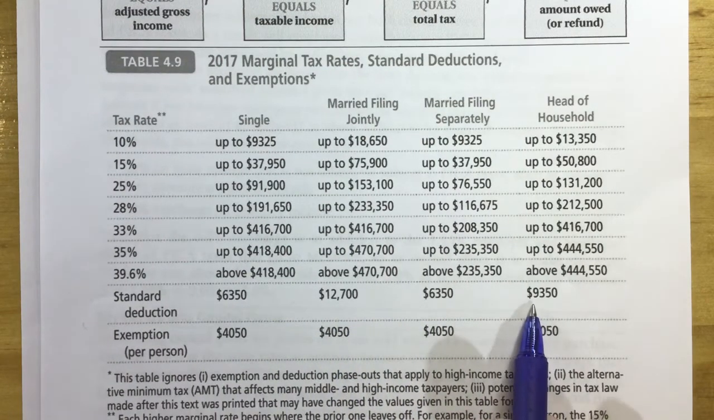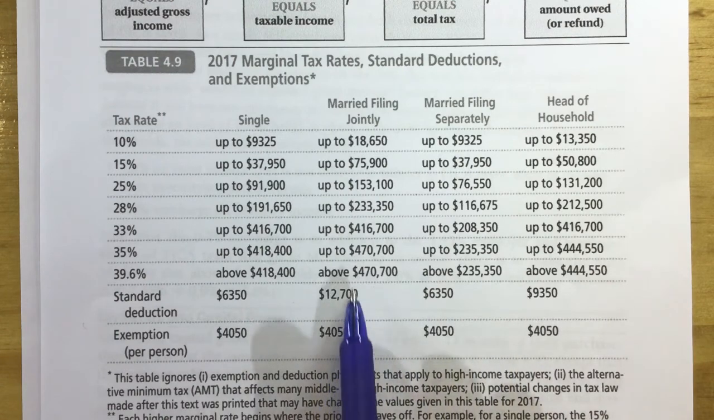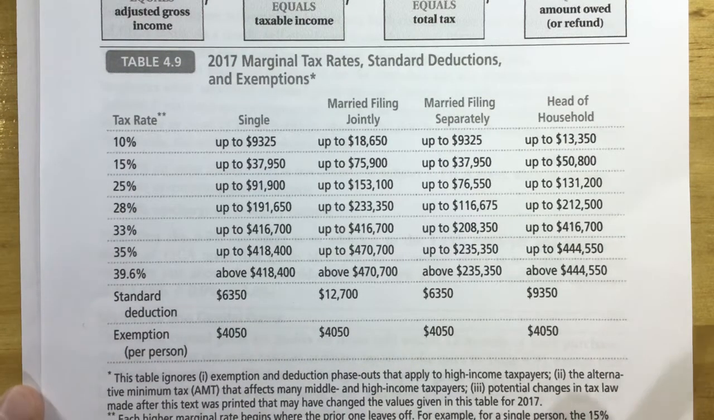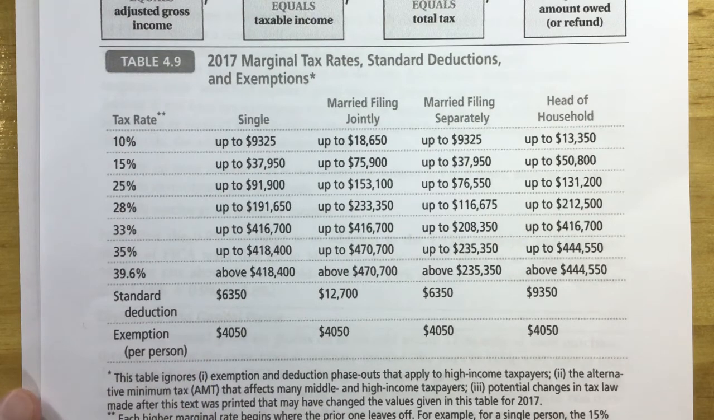Head of household, not going to get into all that stuff there. But you can see that if you're filing married, it's just going to be that number double. So basically, it's like $6,350 per person that you get to deduct. So that'll come out. And then exemptions are going to be for if you have dependents sort of thing on that.